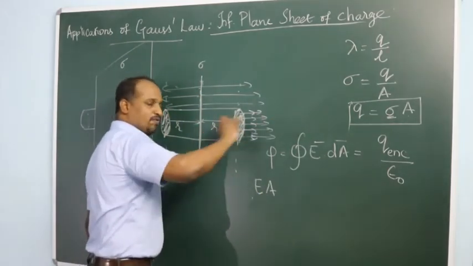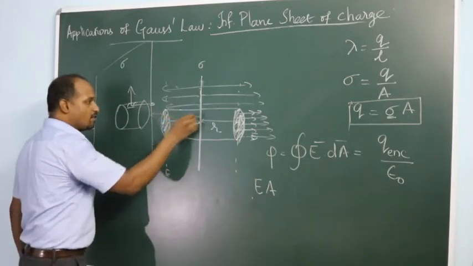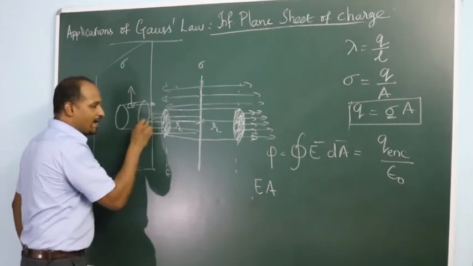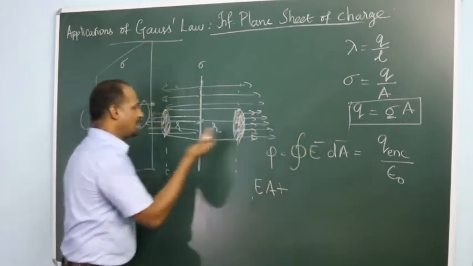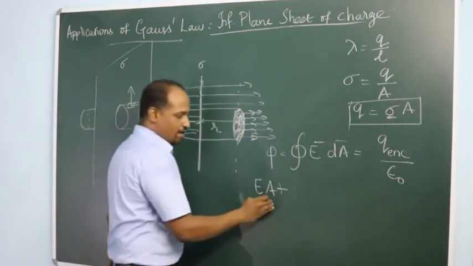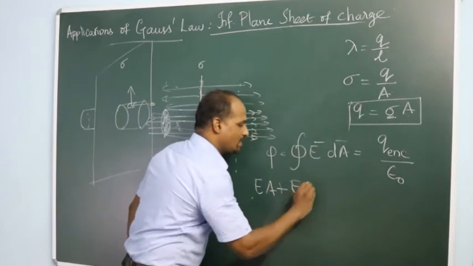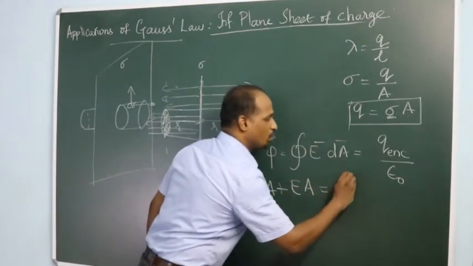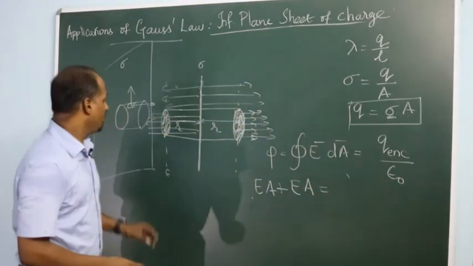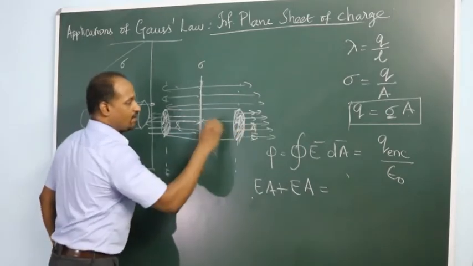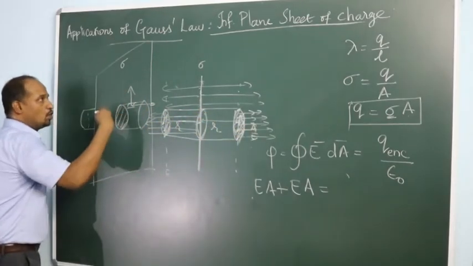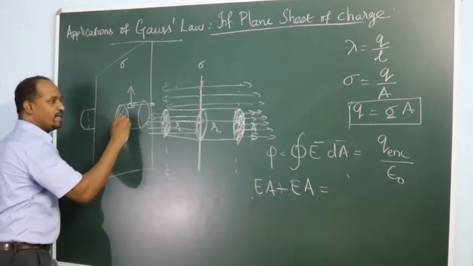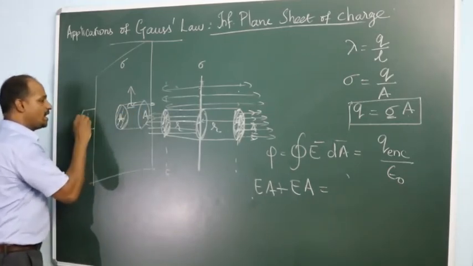Here also lines of force are coming out, and here also lines of force are coming out in this direction, hence the outward flux is positive, here also outward flux, here also outward flux. E dot A, which is EA plus EA, will be equal to the total charge enclosed. Here this area is A, and the area through which the cylinder goes into the sheet of charge will also be A. If this is A, this is A, this is A.